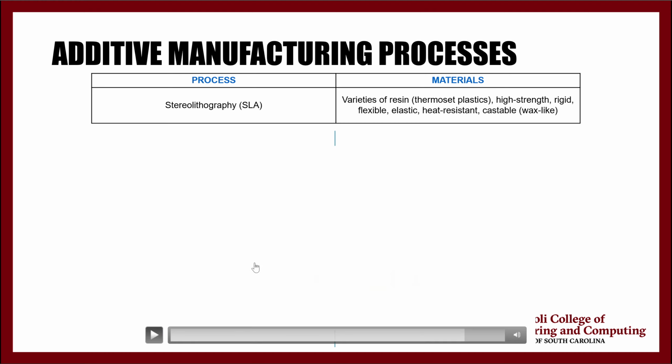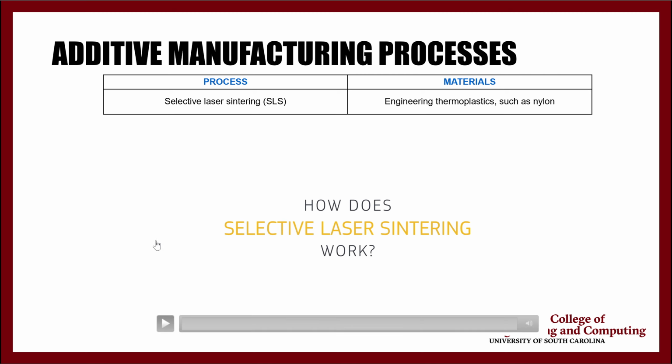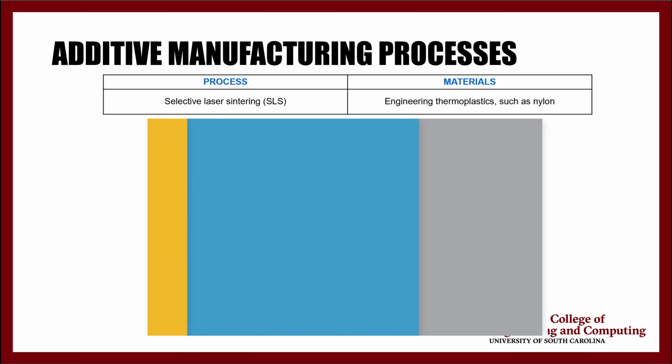This wasn't an advertisement for Proto Labs, just their video. Another type of additive manufacturing process is called selective laser sintering. It's used to build engineering thermoplastics such as nylon.